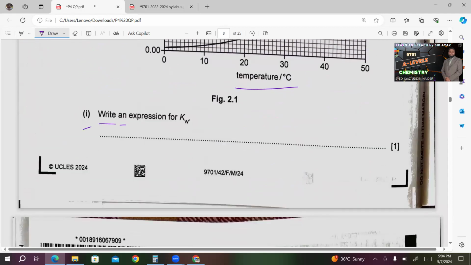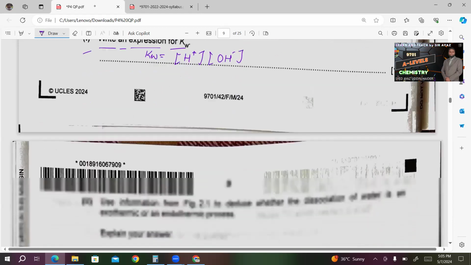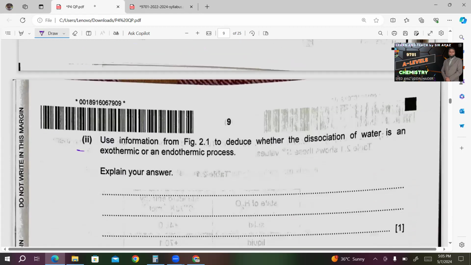Number 1, write an expression for Kw. For expression for Kw, it must be H positive times OH minus. Number 2, use information from figure 2.1 to deduce whether the dissociation of water is an exothermic or an endothermic process. Explain your answer.